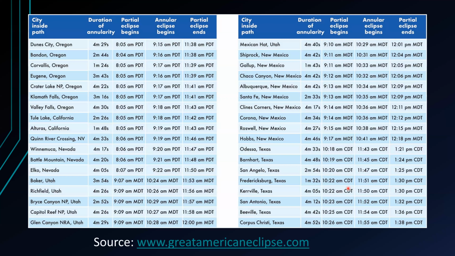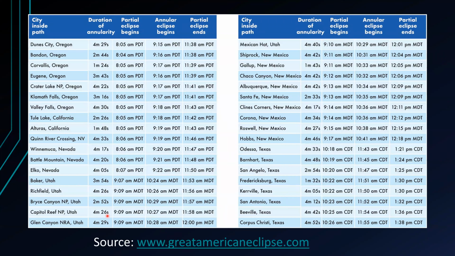So this is a rough idea showing the duration of annularity at various cities that lie along the path of annularity. Glen Canyon is also in Page, so you would expect the annular phase to begin at 9:30. Because this is Mountain Daylight Time, and Arizona is mostly on Mountain Standard Time, so take an hour away from this. Other than that, all of these times are in local time.